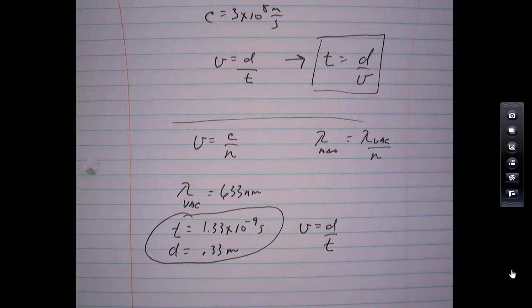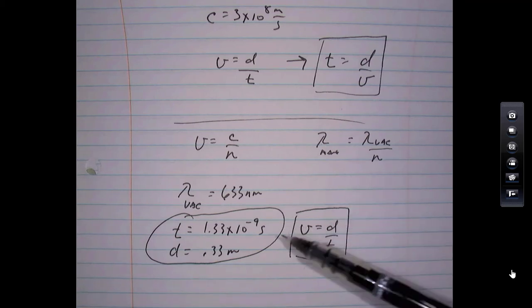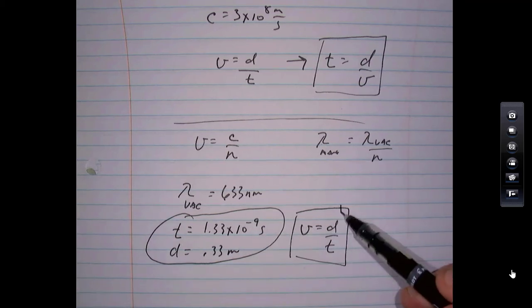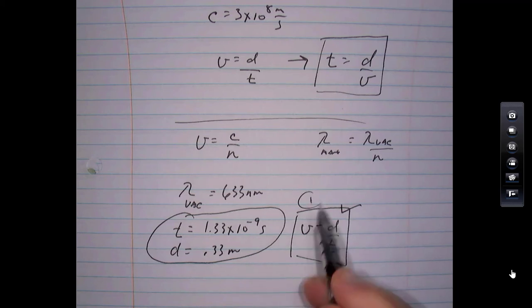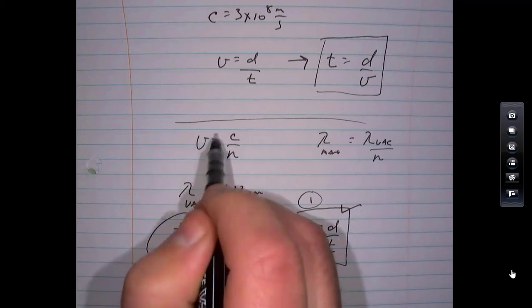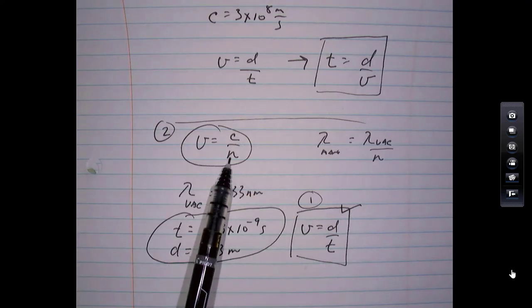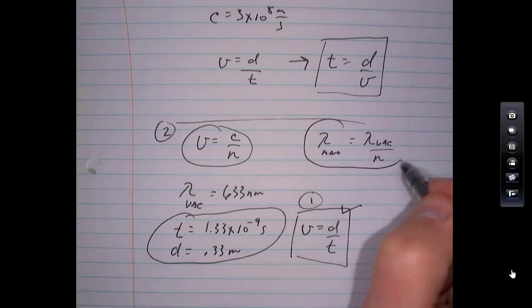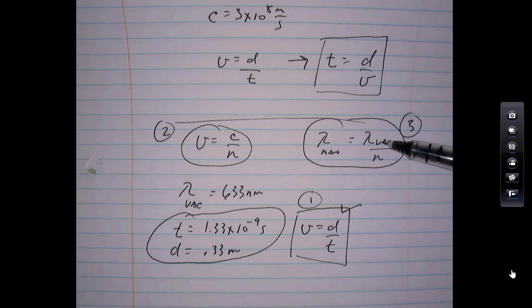So there's a couple of steps for this problem. The speed we have is this distance divided by this time. That's the speed in the material. Once you have the speed in the material, then you can find the index of refraction of the material, because the speed of light in a vacuum is just a constant. So first use this to get the speed in the material. Then you could use this to get the index of refraction. And then finally, you could figure out the wavelength in the material, since you know the wavelength in a vacuum, given in the problem.